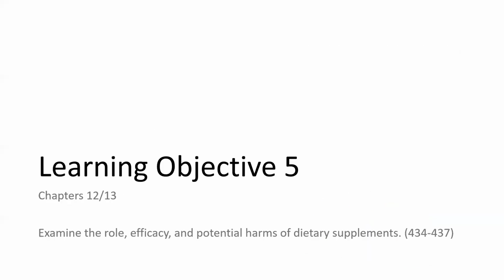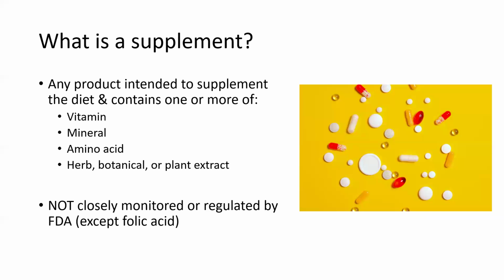Okay, moving on to learning objective 5. We'll look at the role, efficacy, and potential harms of some dietary supplements. First of all, what is a supplement? Well, a dietary supplement is any product intended to supplement the diet and contains one or more of the following: vitamins, minerals, amino acids, or herbs.